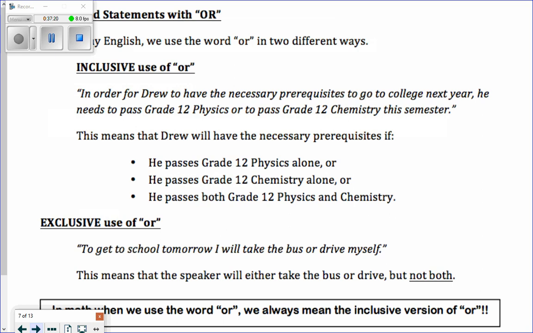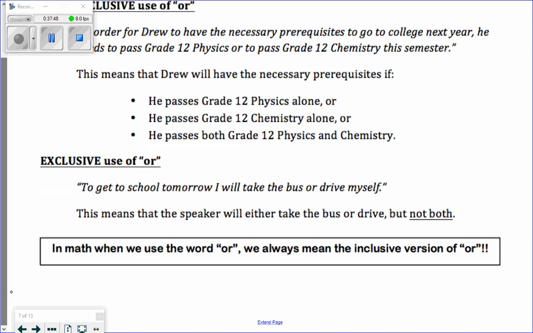Okay, the word or. Here's the issue with it. If I say, I'm going to Dairy Queen and I'm going to order a Blizzard or a sundae, what does that mean to you? How many things am I going to order? One. Okay. In this course, it means both. Or is what we refer to as inclusive.